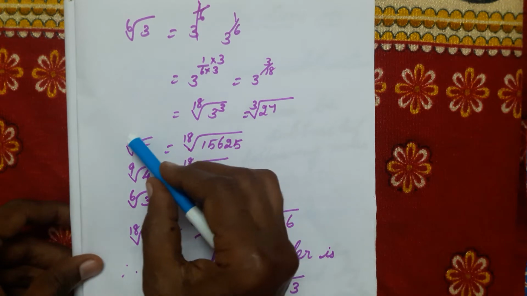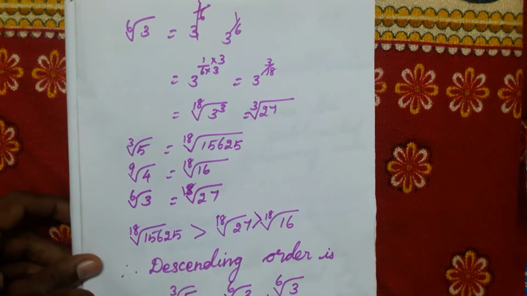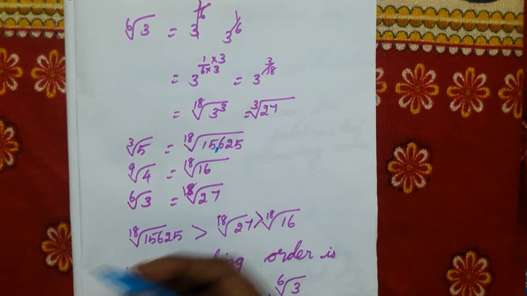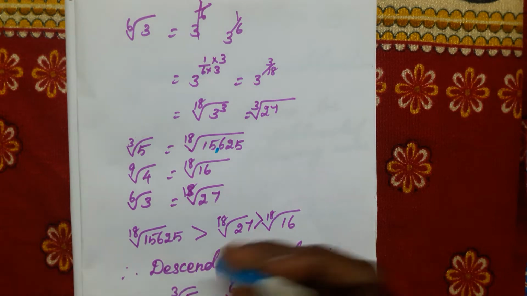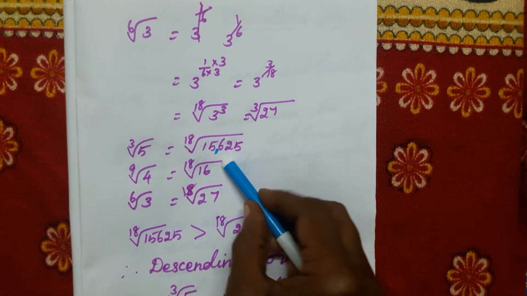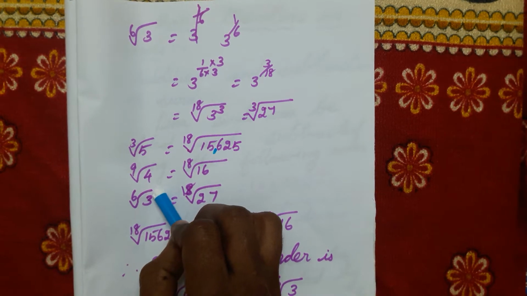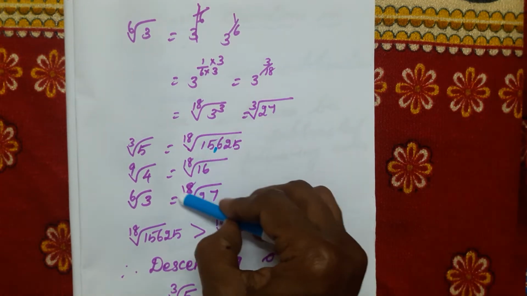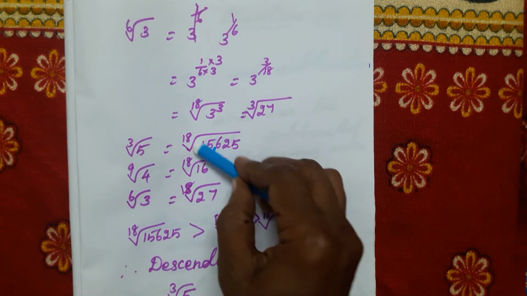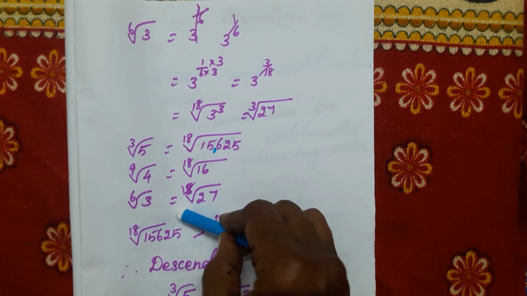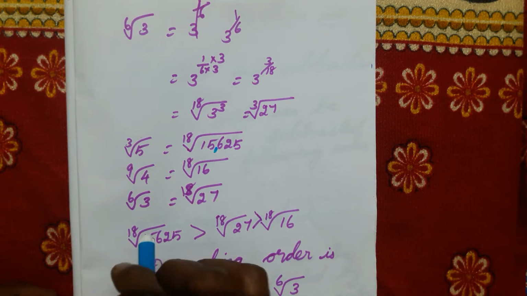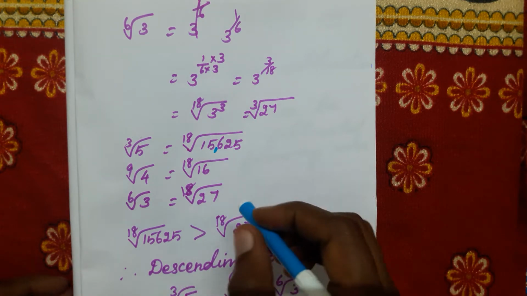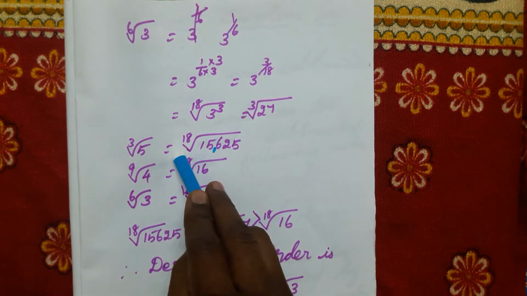Therefore we are getting cube root of 5 is equal to 18th root of 15,625. Next 9th root of 4 is equal to 18th root of 16. Now 6th root of 3 is equal to 18th root of 27. Now these three numbers also have the same order. We converted the order into the same. Now we have to write in descending order. What is descending order? Big to small, is it? So which is the big number?